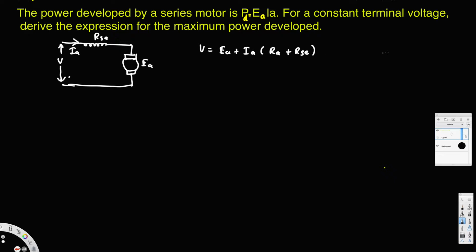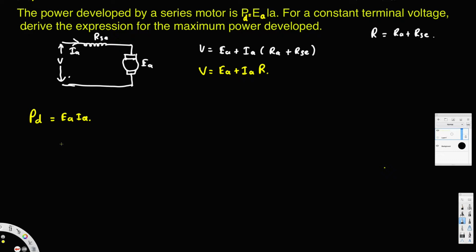Instead of RA plus RSC, we can say R is equal to RA plus RSC. So we can replace the whole thing with R. So this will become V is equal to EA plus IA times R. Now power developed by the series motor PD is given by EA times IA.